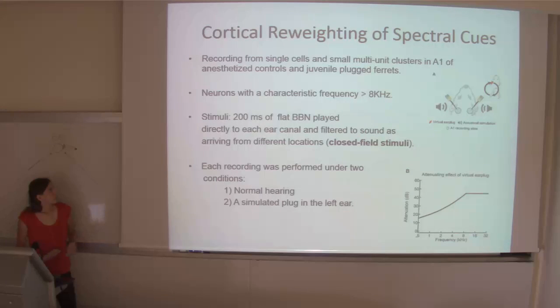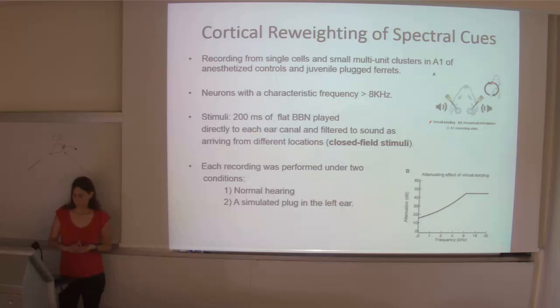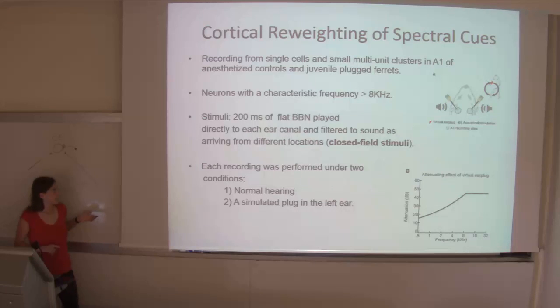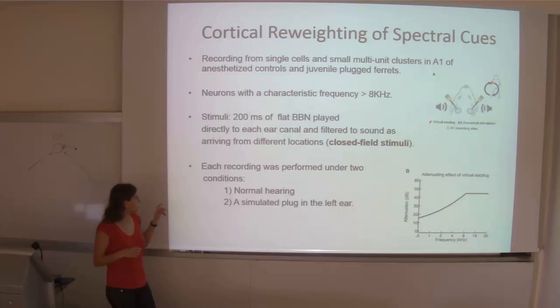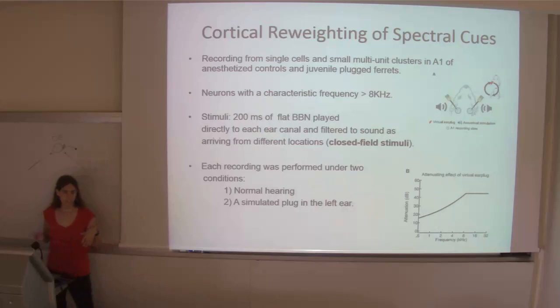So they recorded from anesthetized and controlled juvenile plugged ferrets. They took neurons with a higher characteristic frequency. Their stimulus was again 100 milliseconds of noise, but right now it was filtered and played directly into the ear canal so that they can manipulate the sound to each ear separately. And each recording was done under two conditions. One is normal hearing and one is a plug in the left ear. This is done just by filtering the sound.